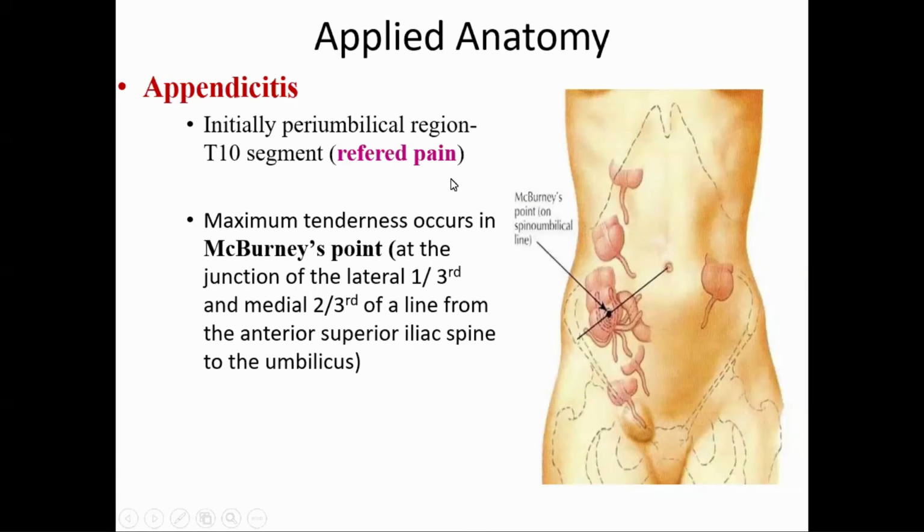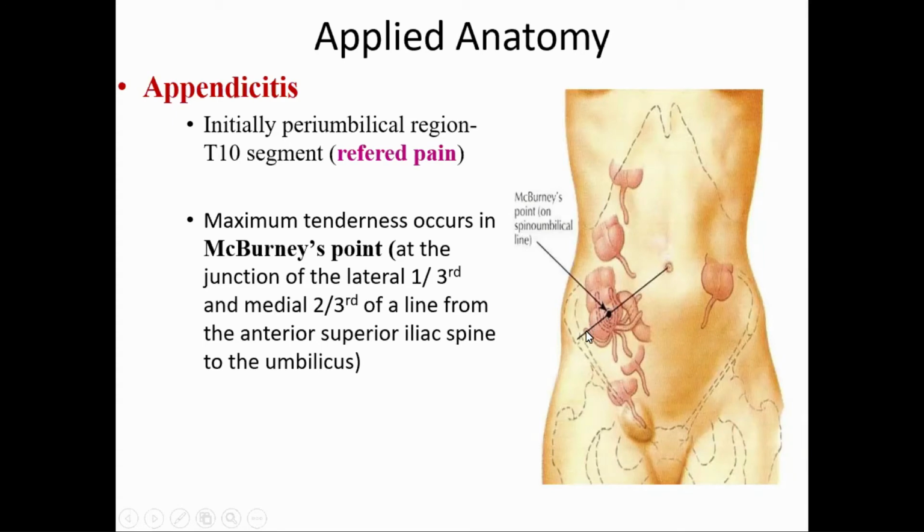The pain of appendicitis is first felt around the periumbilical region, because of the same nerve supply, the T10 or T9 segments of the spinal cord. Now, what is McBurney's point? In McBurney's point, the maximum tenderness occurs during appendicitis. The maximum tenderness we can feel in the region of McBurney's point.